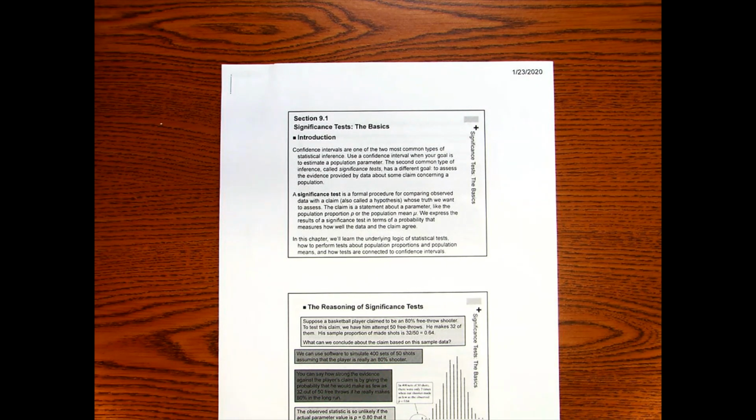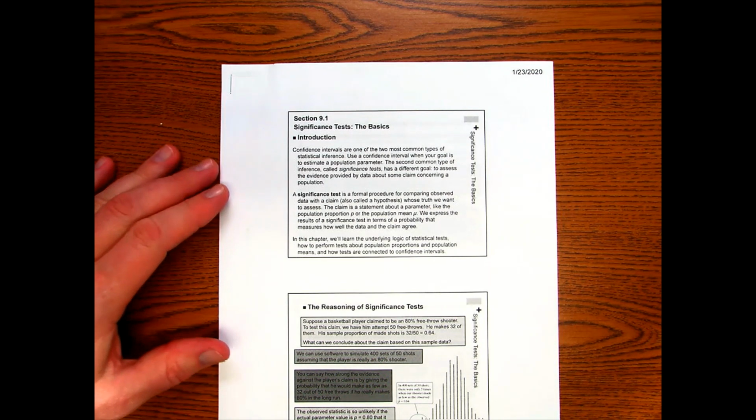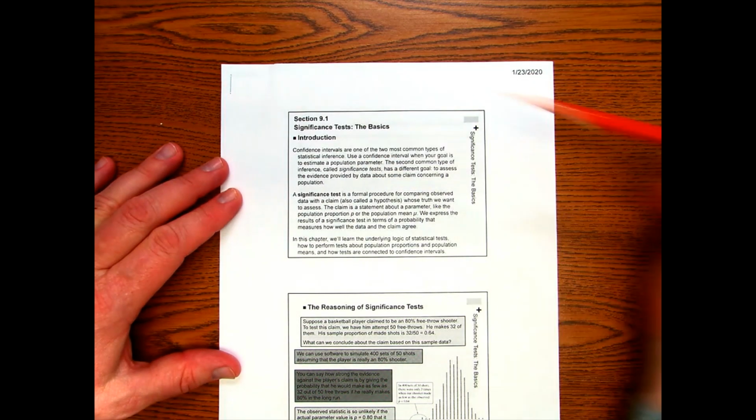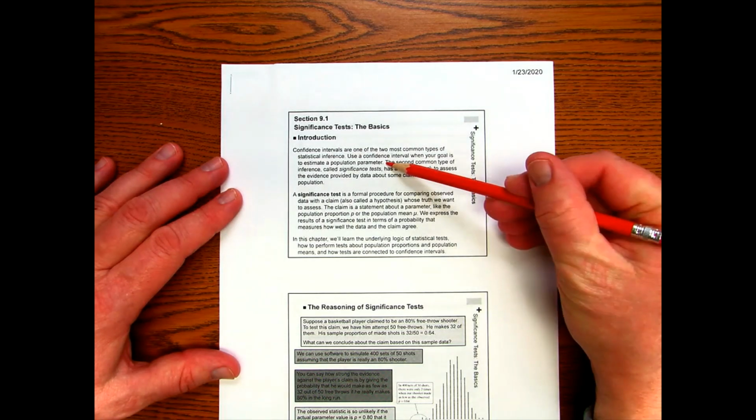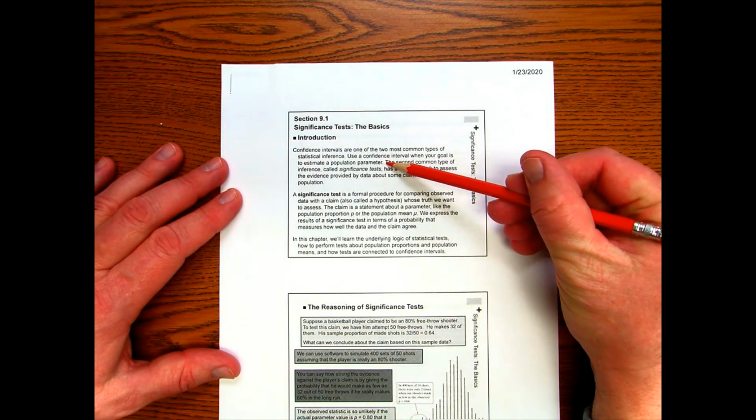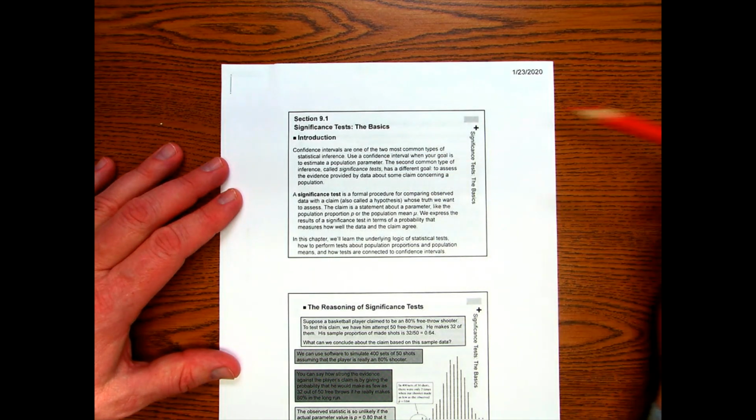Day 1, Chapter 9, Introduction to Significance Tests. Confidence intervals are one of the two most common types of statistical inference. Use a confidence interval when your goal is to estimate a population parameter. That basically was the focus of Chapter 8. Now, moving on to Chapter 9.